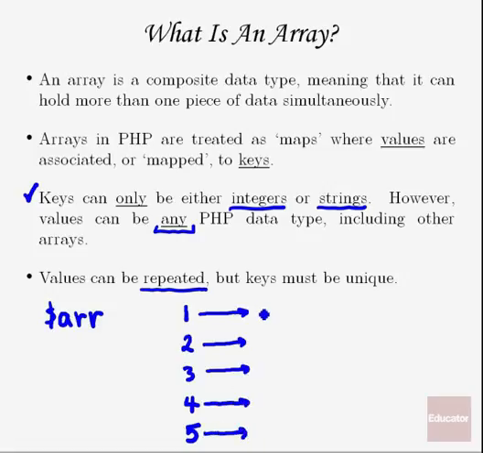So for example, in what's known as a numerically indexed array, the number 0 is going to be used to refer to the first piece of data in the array, in this case the number 1. The number 1 will refer to the second piece, and so forth. The other option is that these keys could also be strings, and that's known as an associative array, which we're going to talk about now.